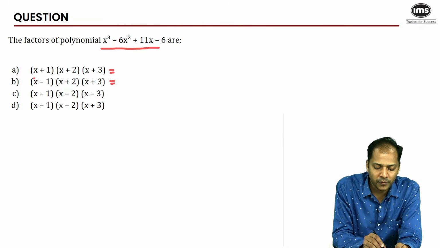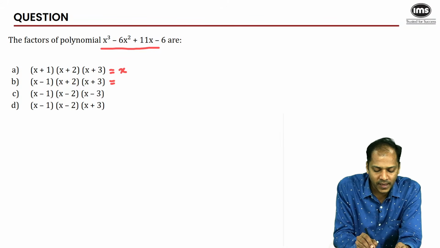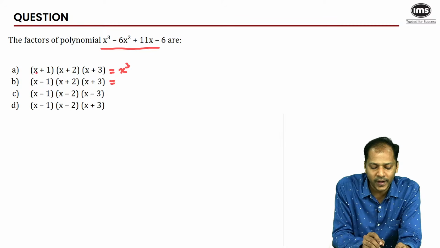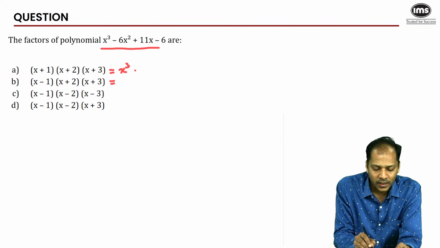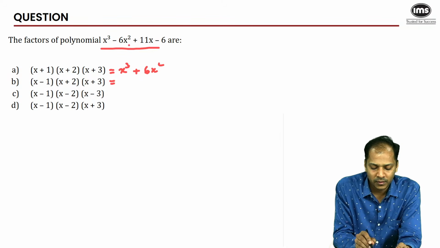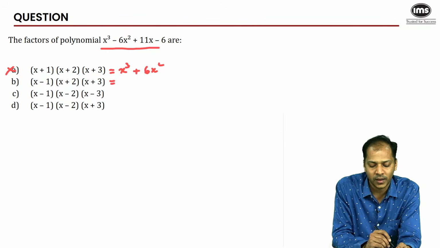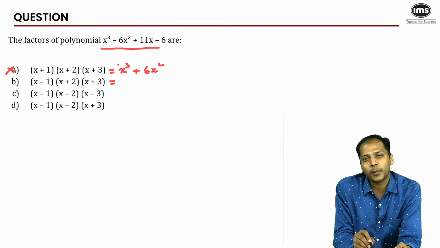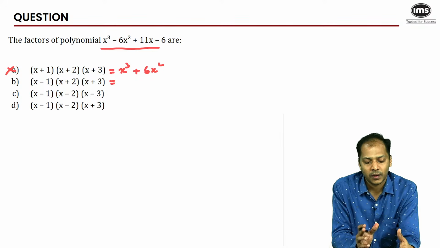So first of all, if I were to multiply this, the coefficient of x cube would be equal to 1. How do you get x square? x into 3 plus x into 2 plus 1 into x. So 3 plus 2 plus 1, that would come out to be plus 6x square. But here the coefficient was minus 6x square. So therefore option A cannot be the answer, and you could go about it this way. However, I want you to do it in a smarter way.